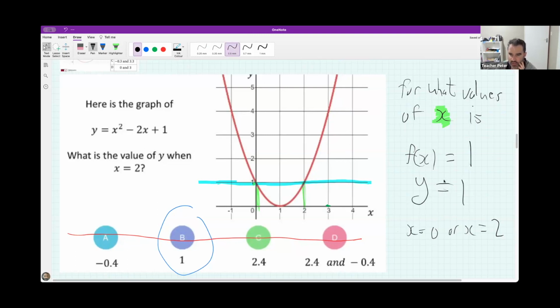Okay, let me change the question slightly. We're going to do another version of this. For what values of x is f of x equal to 4? For what values of x is f of x equal to 4? And remember, sorry, I rubbed out f of x, but it's the same function we had here.